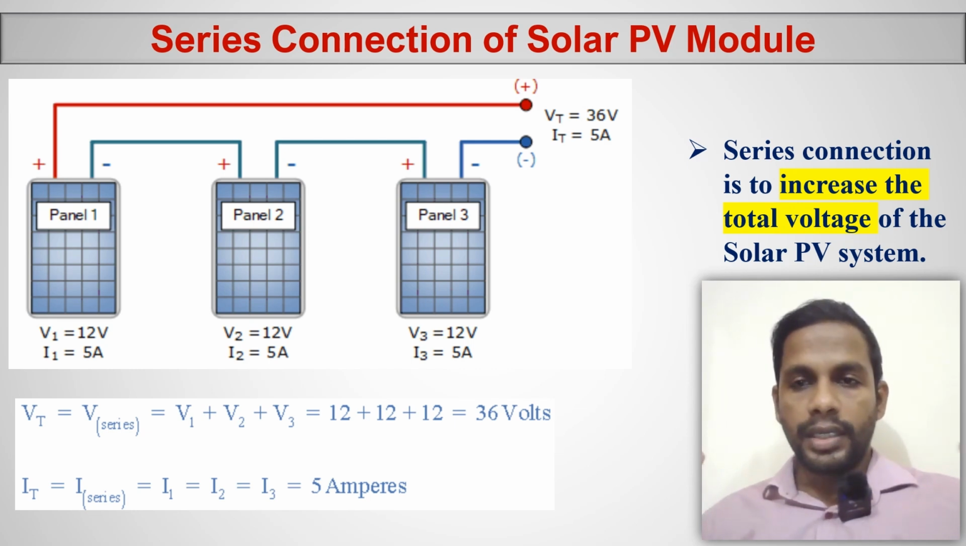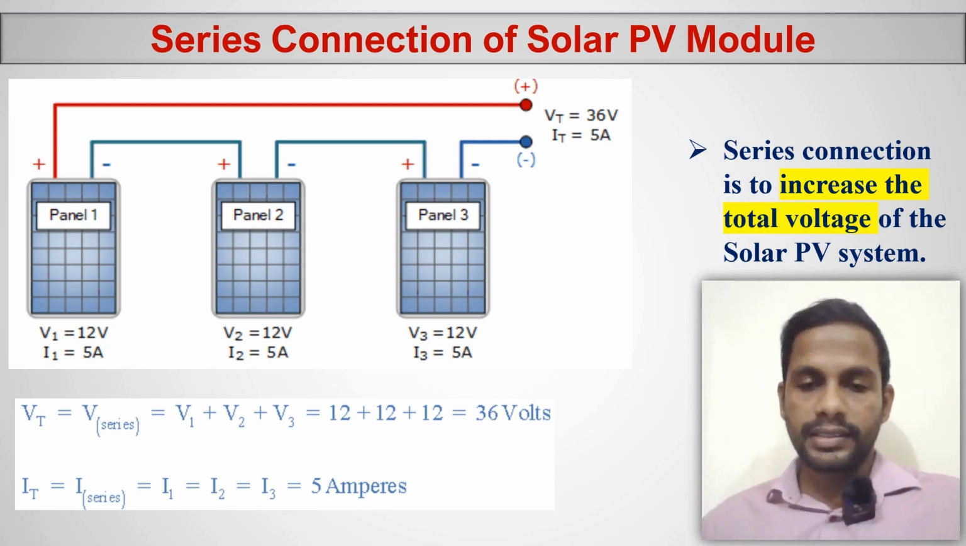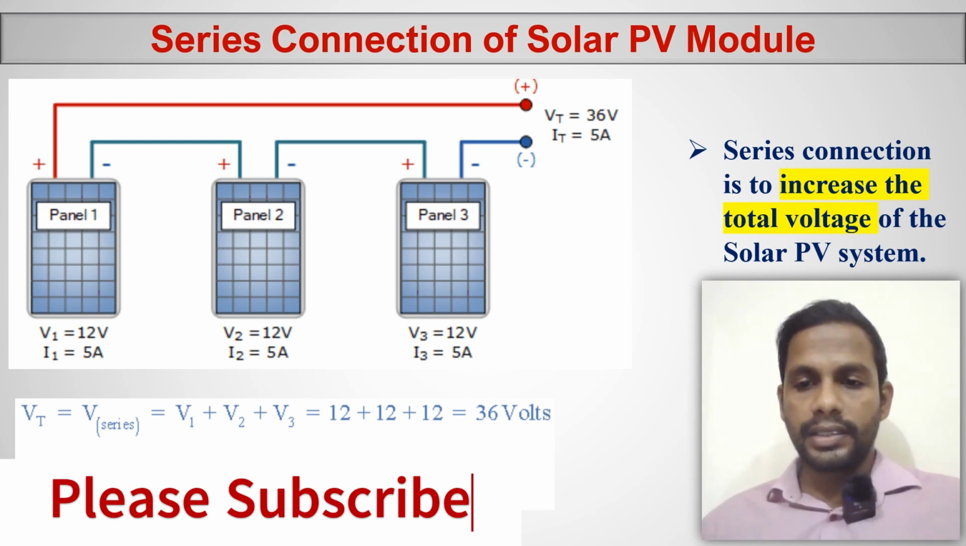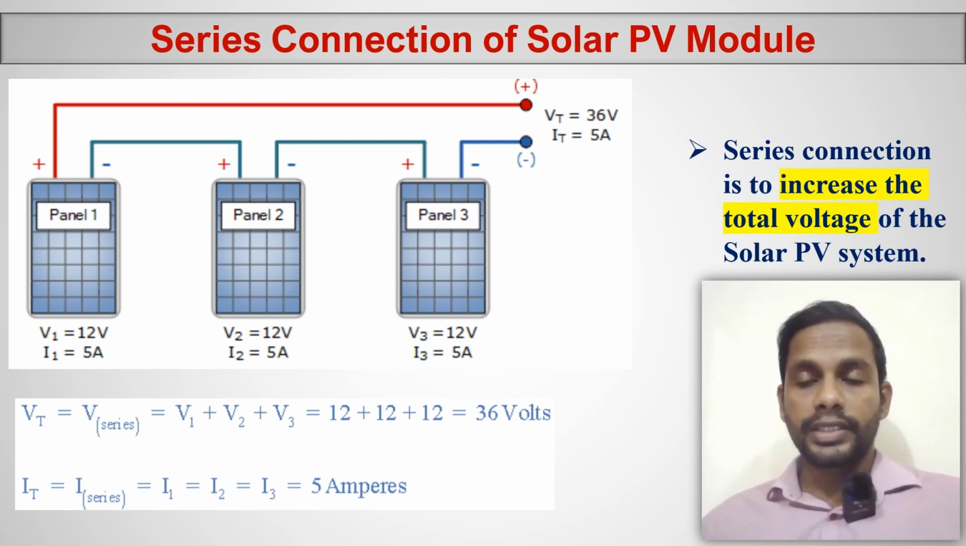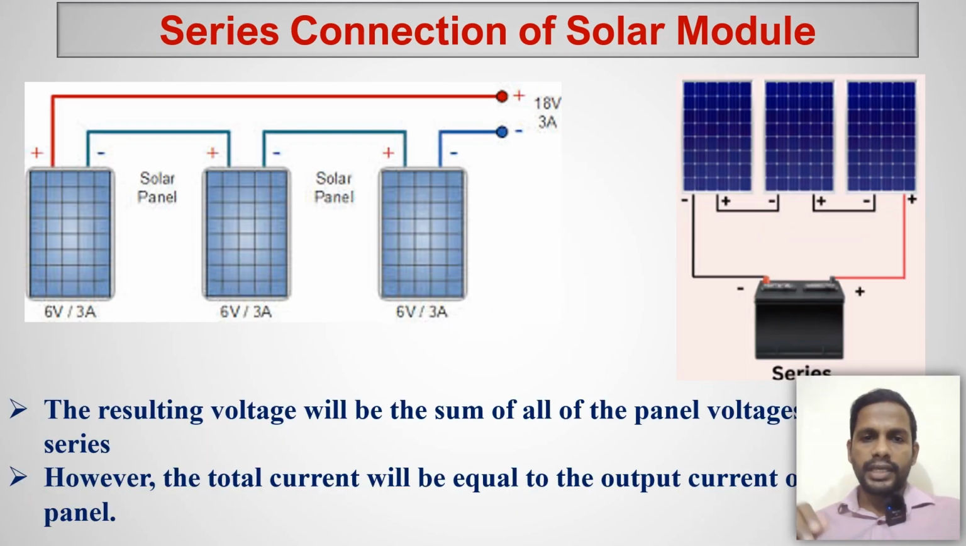It means if you want more voltage output from the entire solar PV system, you have to go with more series connections. In simple terms, it's like putting 1.5 volt batteries together in your toys or cars to make 6 volts. If you put them in series, we can make 6 volts. Likewise, if you put solar panels or solar modules in series, we can get more voltage. So let's go to the next.